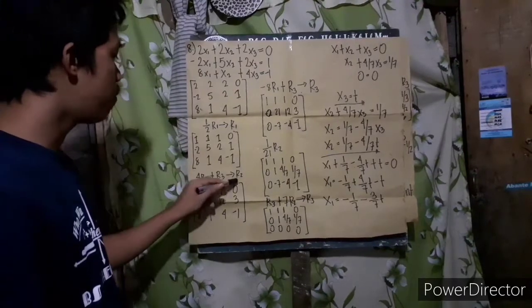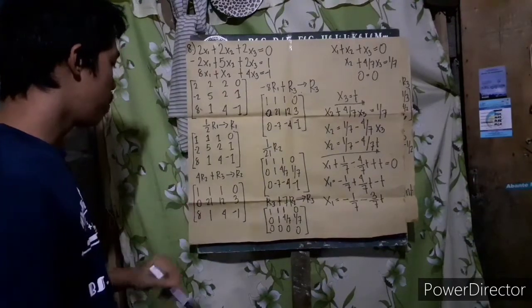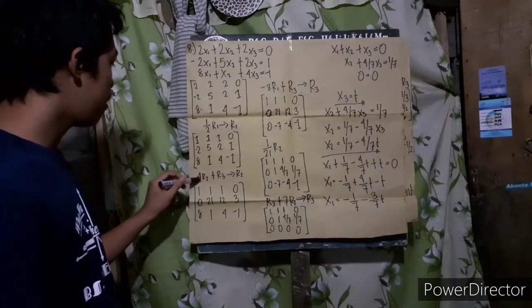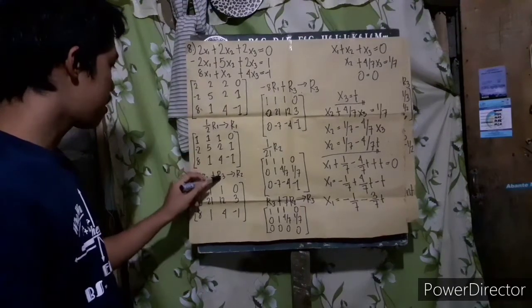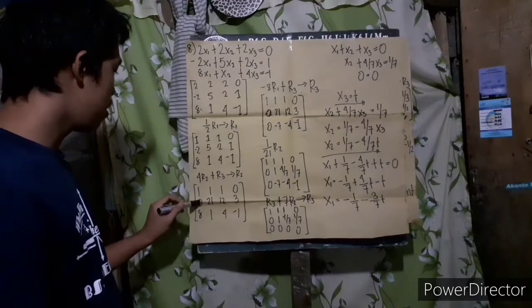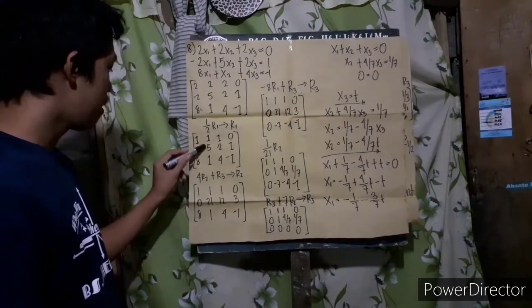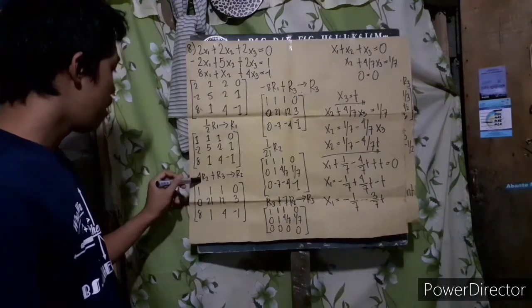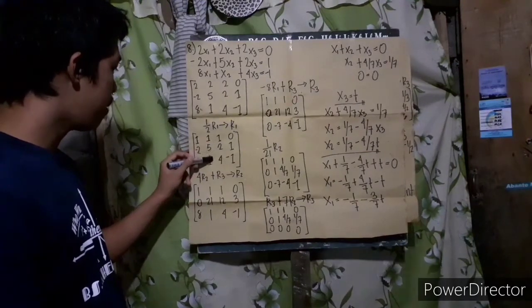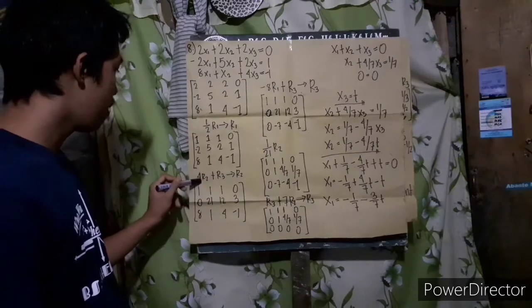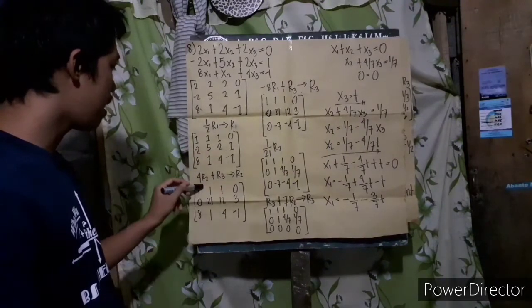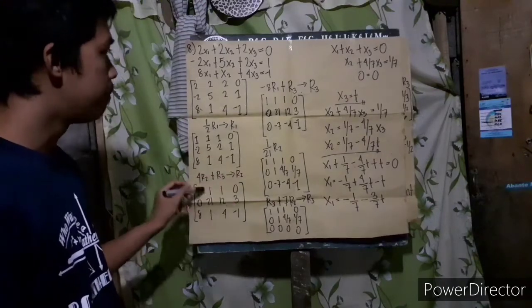Next, we need to make our row 2 become 0 here. So we need to multiply our row 2 by 4, then add to row 3. 4 times negative 8 plus 8, which is 0. 4 times 5, which is 20, plus 1 equals 21. 4 times 2, 8, plus 4, which is 12. 4 times 1 is 4, plus negative 1, which is 3. Then copy the other row here.